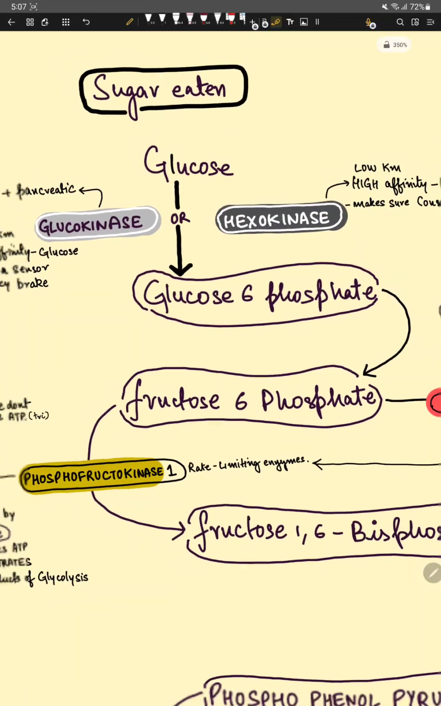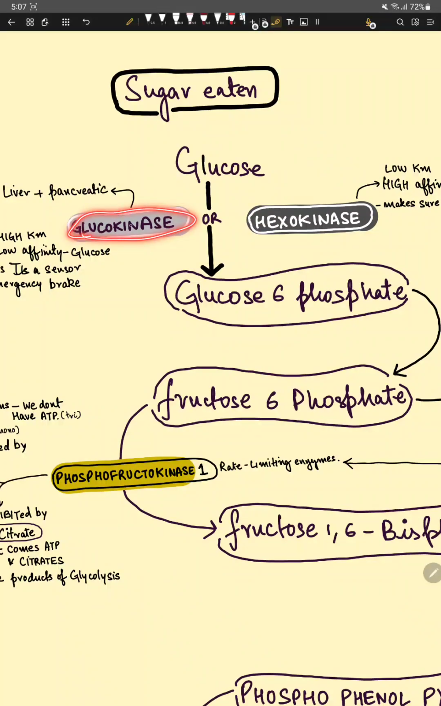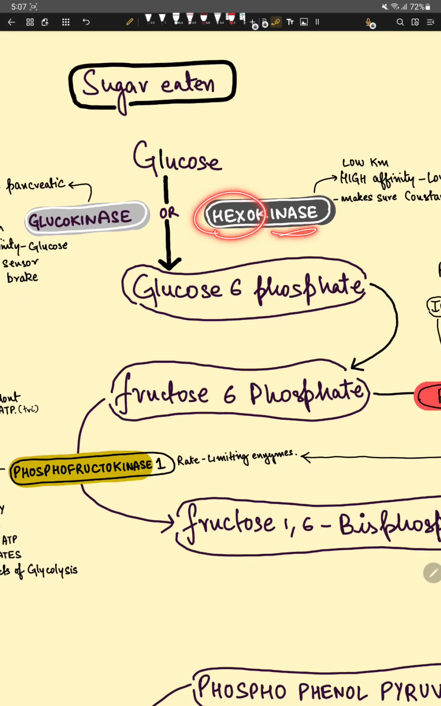Now this conversion happens with two enzymes; either this enzyme can be used or this enzyme can be used. Either glucokinase or hexokinase. Now glucokinase has a really high Km value and really low affinity. What does it mean? It means that it doesn't really love the glucose. What does kinase do? Kinase adds the phosphate group, okay? And hexokinase also adds a phosphate group.